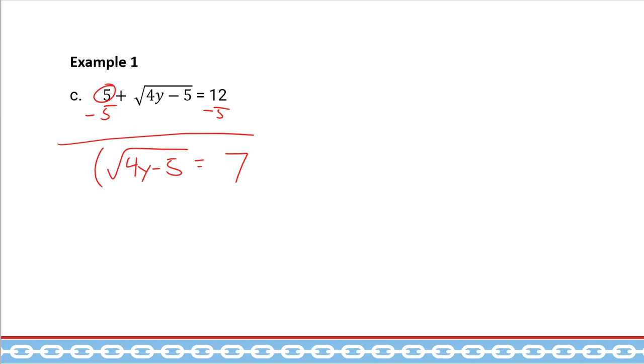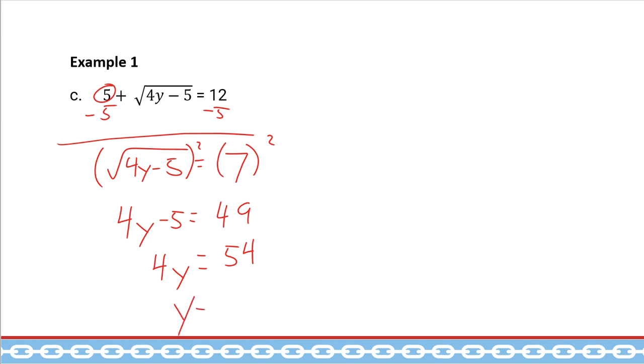To get rid of this square root, I square both sides. That leaves me with 4y minus 5 equals 49. I'm going to add away the 5. Add 5 to both sides. I get 4y equals 54. And then I am going to divide away the 4. And that gives me y equals 13.5. 54 divided by 4 is 13.5.